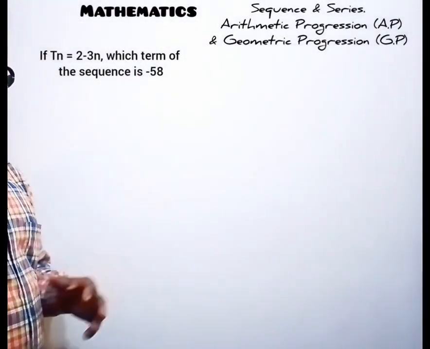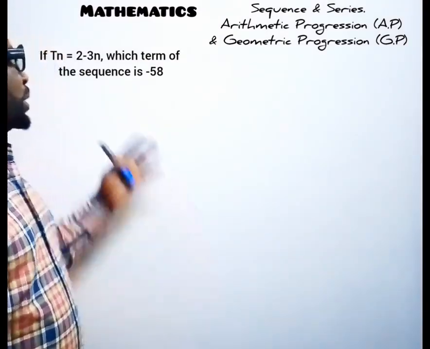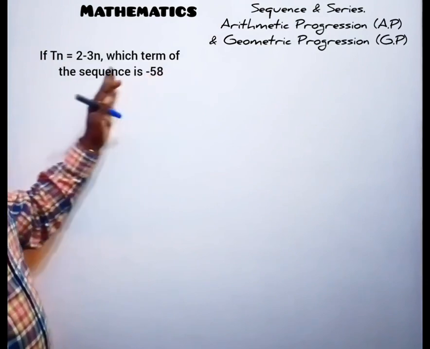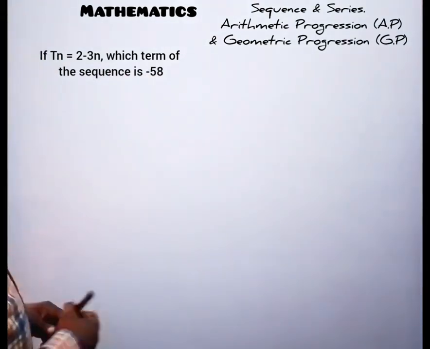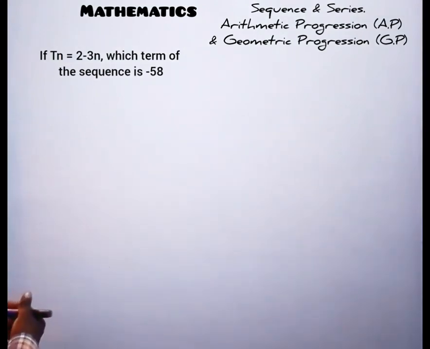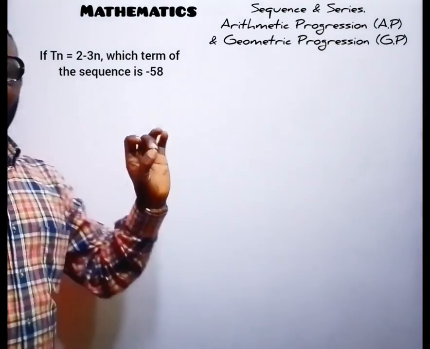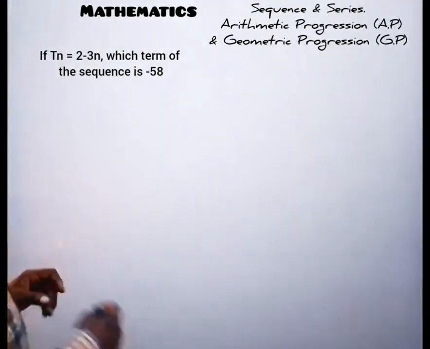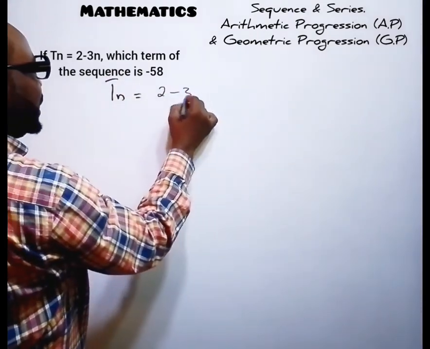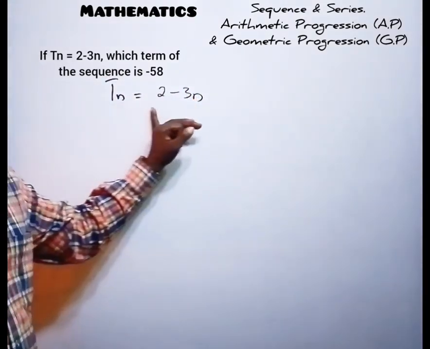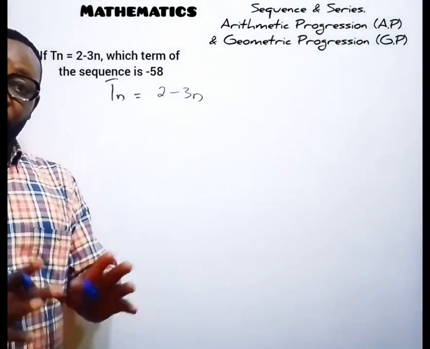This question we have here is different from the questions we have had so far. The question says that if Tn is equal to this sequence expression, 2 minus 3n, which particular term is minus 58? We have Tn equal to 2 minus 3n. That is a sequence expression. Now, which term is minus 58?